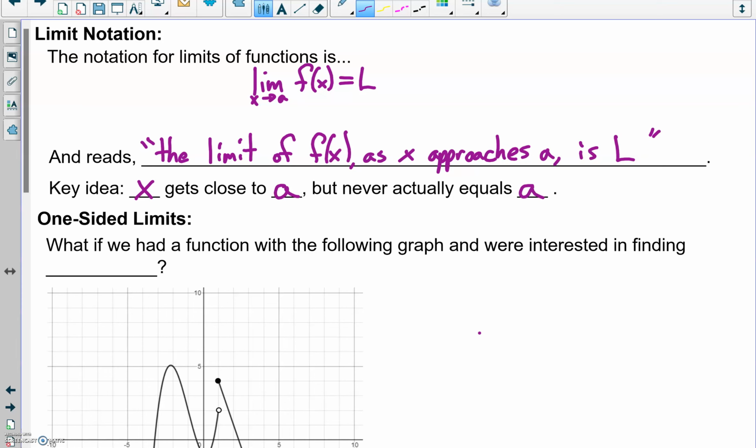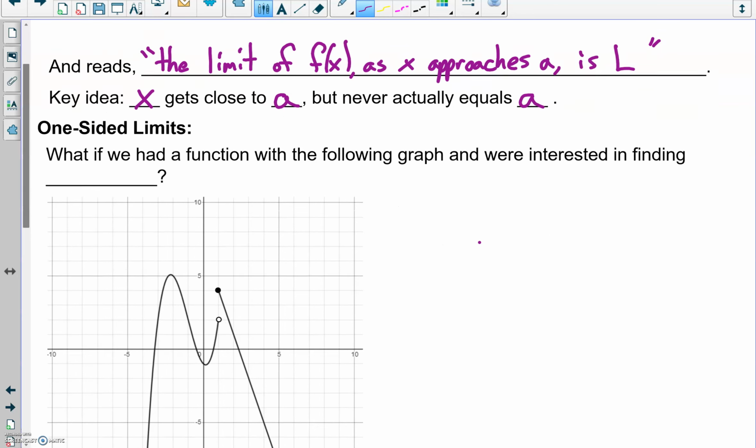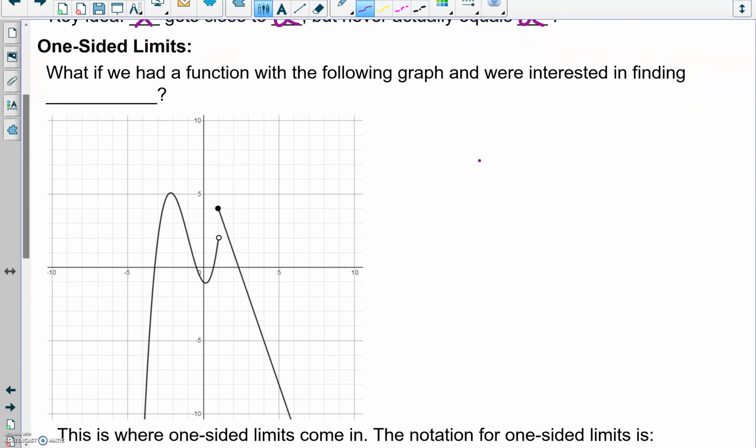So what we've seen here in this notation is really a two-sided limit. You're coming in from the left, coming in from the right, looking at what the function value is, and that ends up being the limit. Well, what if you had something like this? If this was your function graph, and if I wanted to find, in this case, the limit as x approaches 1 of f of x.